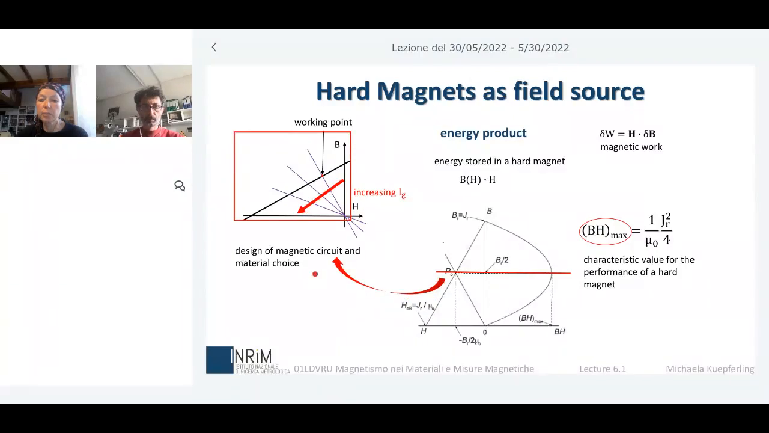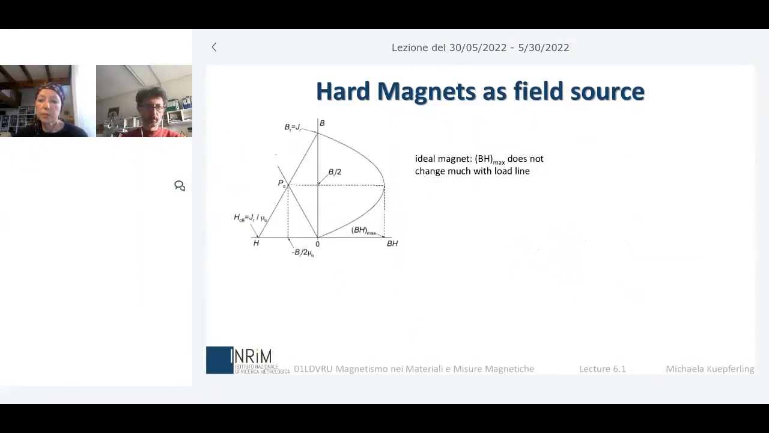So this is an important material parameter. You will find this always in the descriptions of the magnet producers, this parameter, because this is really what you want to know if you're an engineer and you want to design your application needing a permanent magnet. But this is also related to our working point somehow.